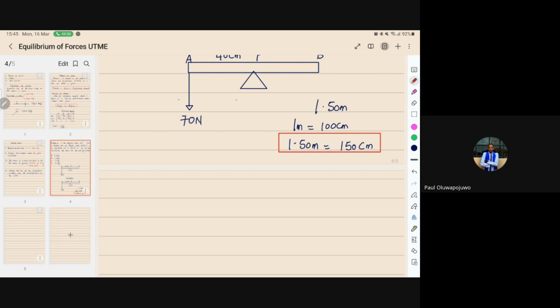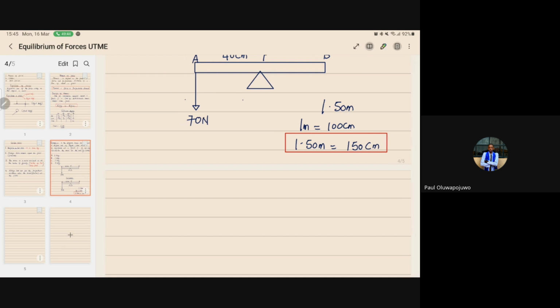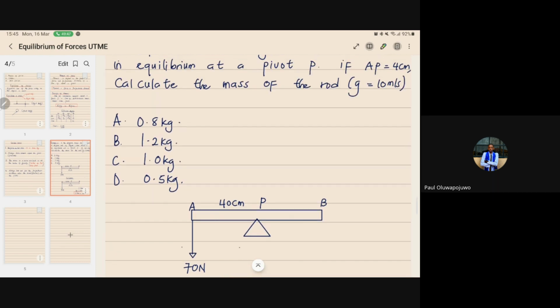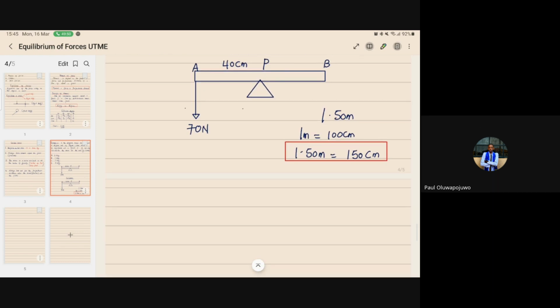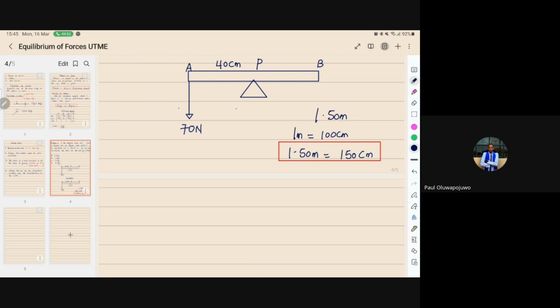All right. So 1.50 is equal to 150 centimeter, which means that the length of the meter rule is 150 centimeter. And remember that we're looking for the mass of the rod. And remember that the mass will always act at the center, which means that we can resketch this diagram. When we resketch, you still have the fulcrum at a distance of 40 centimeter. We still have the perpendicular distance.